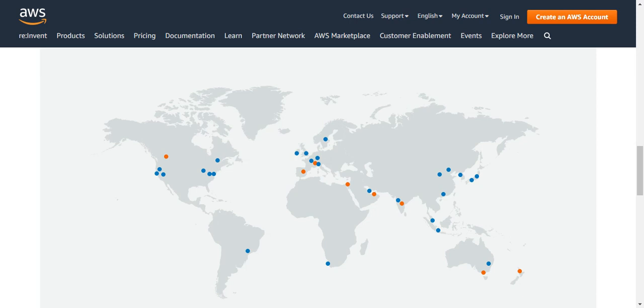Right. So for now, there are 24 launched regions and 84 availability zones, with an announced plan of 24 more availability zones and 8 more AWS regions in different places. So these are those. Right. So this is the main difference between the region and availability zones.